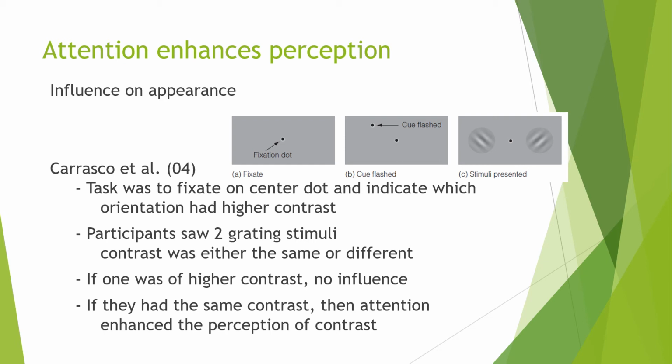Participants would see two grating stimuli, and the contrast of those grating stimuli would either be the same as each other or different from each other. If one of the grating stimuli had a higher contrast, there was no influence of the cue that was flashed. However, if those two stimuli had the same exact contrast, then attention appears to enhance the perception of contrast. Let's just say, as this picture is showing, the cue is flashed on the left, I'm looking at the fixation dot, and even though those two grating stimuli have the same contrast, I'm more likely to say the left has a higher contrast because my attention was already there.